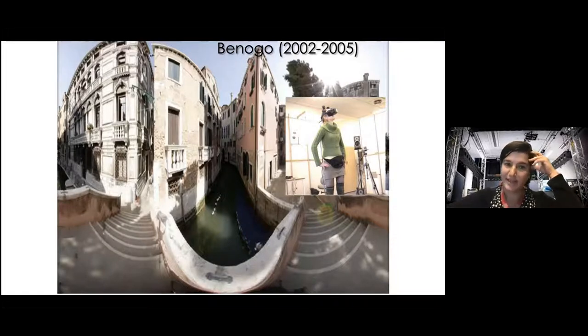Nowadays, it's super easy to get a 360 camera and a low-cost head-mounted display, capture a space and reproduce it in virtual reality. At the time, it was not trivial, so that's why the European Union supported this project. And the idea was how to feel present in a virtual space as you are in a real one.